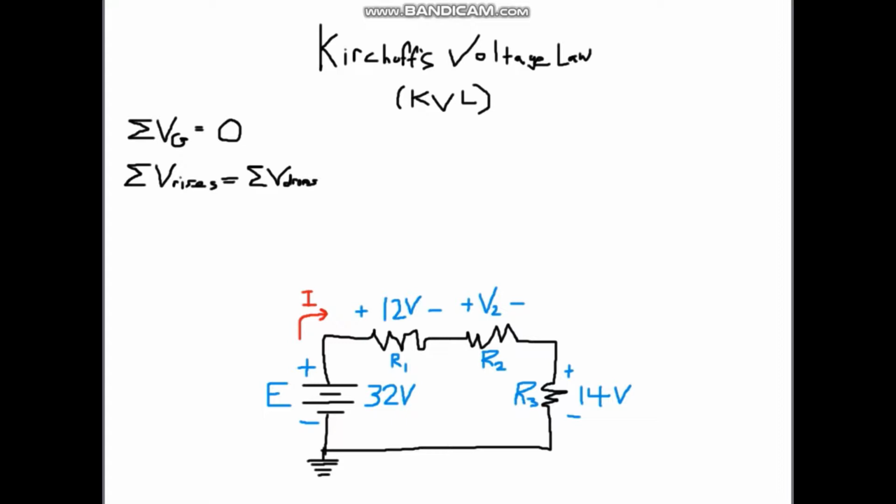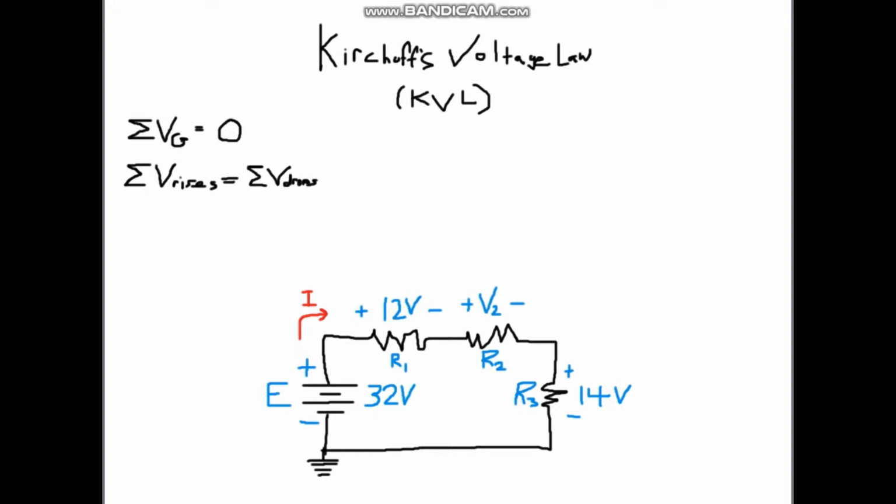And what KVL is, it's a circuit analysis tool that we use to analyze series DC circuits. You use it when you want to find a voltage across an element in a series circuit. What Kirchhoff's voltage law says is that the sum of voltages around a loop is zero, or the sum of rises in voltage equals the sum of the drops in voltages.